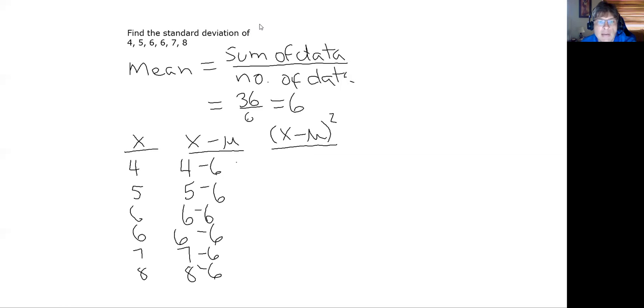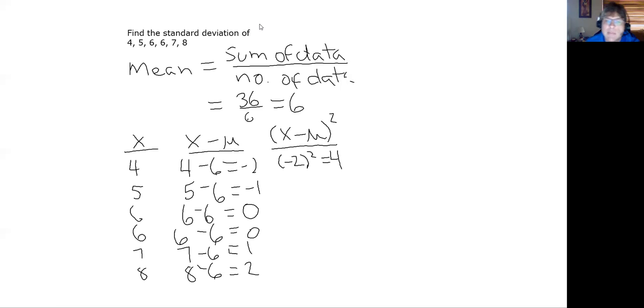And when I do that, I get -2, -1, 0, 0, 1, and 2. The next step is to square each of those numbers you got. After this step, every single number you have should be positive. If you get a negative, it maybe means you forgot to put parentheses in on your calculator.